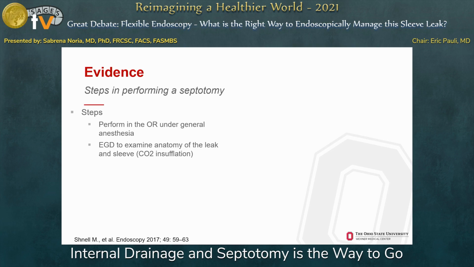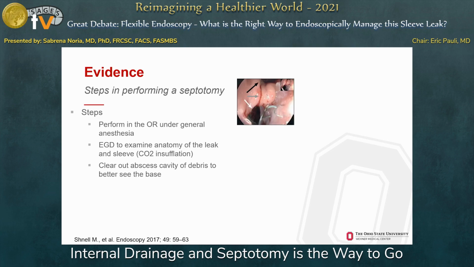Steps: I would perform this in the OR under general anesthesia. I start with an EGD to examine the anatomy of the leak and the anatomy of the sleeve. Make sure you do this with CO2 because you're going to be using cautery. By the way, all these images are from this series by Schnell and their group. You can see here that the first step is to clear out the abscess cavity. On this picture, the black arrow is the sleeve, the white arrow is the abscess cavity, and the septum you can see with the gray arrow. So clear out that cavity first.